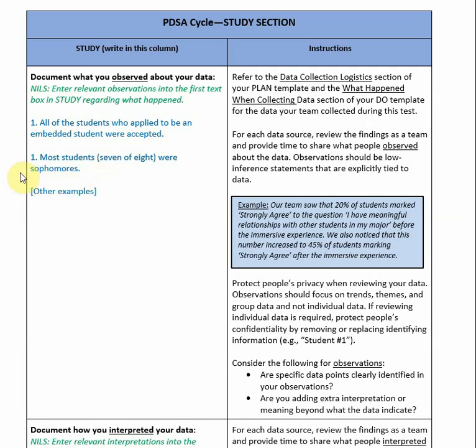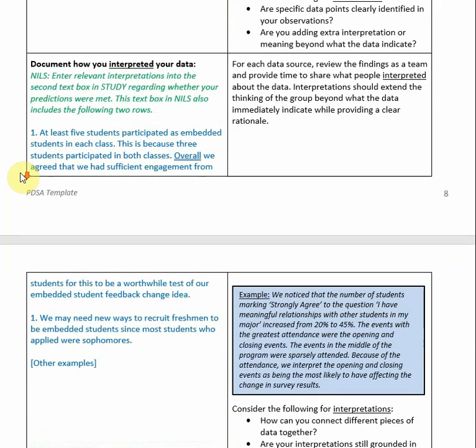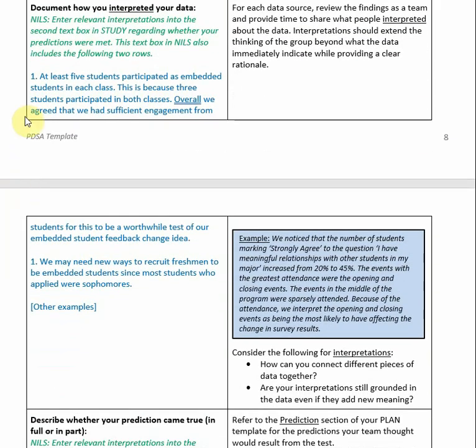In the second section, which I will scroll to now, we encourage you and your team to document how you interpreted data. Interpretations extend the thinking of the group beyond what the data immediately indicate, while also providing a clear rationale. Here, we notice that the improvement team interpreted that at least 5 students participated as embedded students in each class. This was because, even though there were 8 students overall, 3 students participated in both classes.